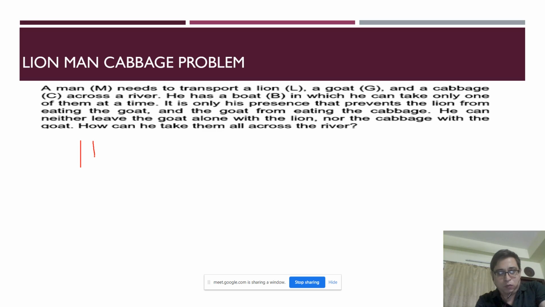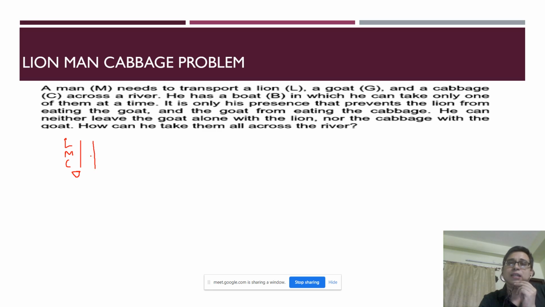On one side of the river you have a lion, right? You have a man, and you have a cabbage. And of course you have a boat also. So your task is to take these things to the other side of the river. So you want to take all of them to the other side of the river.